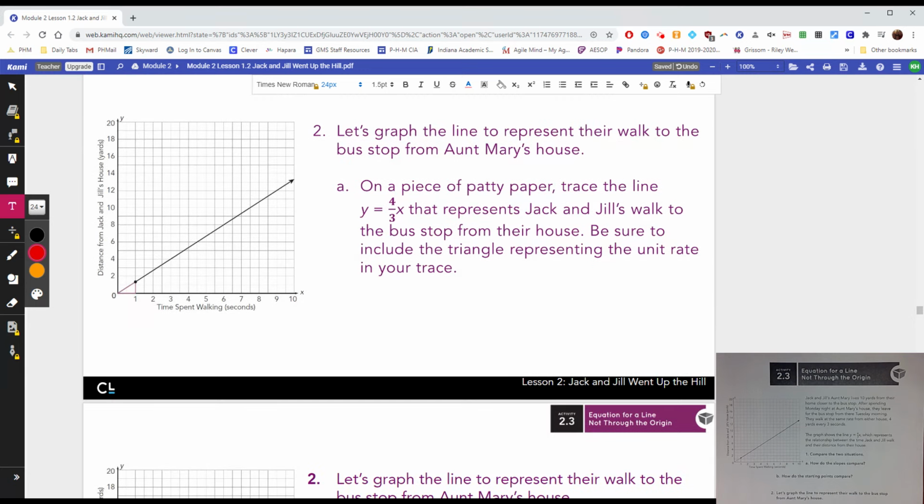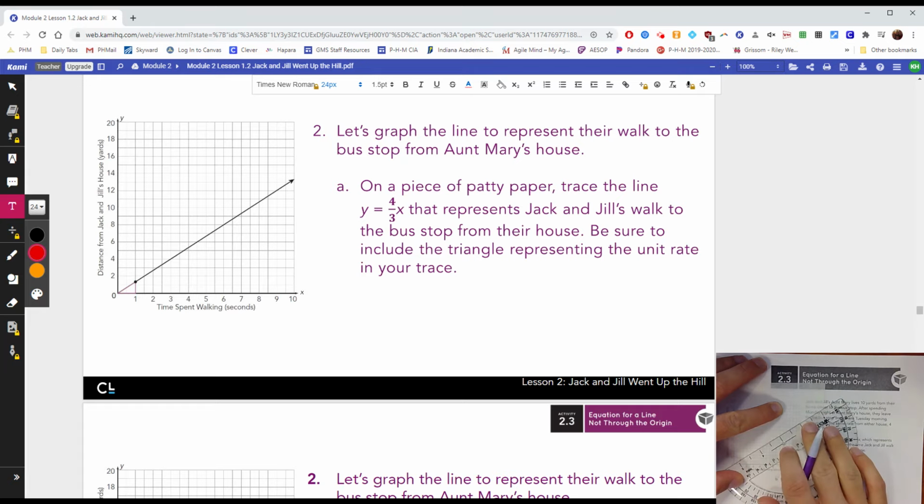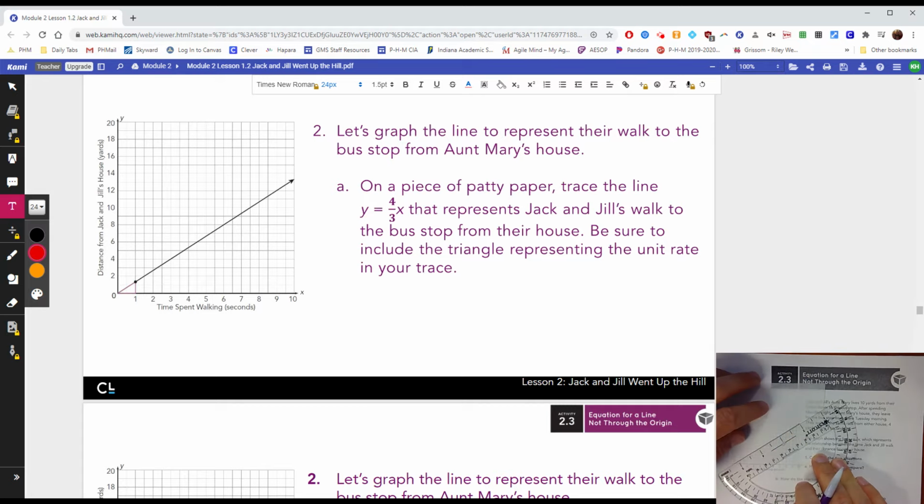On a piece of patty paper, trace the line y equals 4/3 x. So let's trace it. Got my patty paper here, and I'm going to trace the line y equals 4/3 x. I'm going to use a straight edge because I want to make this nice and straight. Here we go. So there's the line y equals 4/3 x.